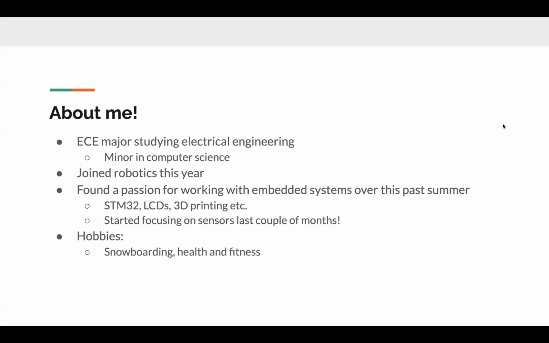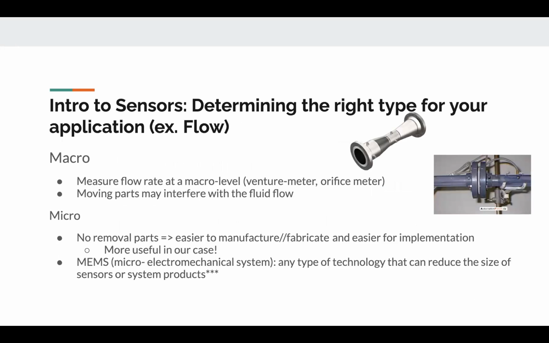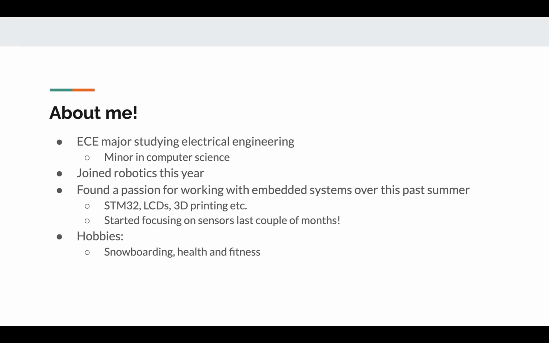Quick little intro about me. Again, I'm studying electrical engineering and I am potentially minoring in computer science. I joined robotics this year, but I have not had the chance to really come to any meetings because I do have classes on Monday. So I'm thankful that I'm here today.